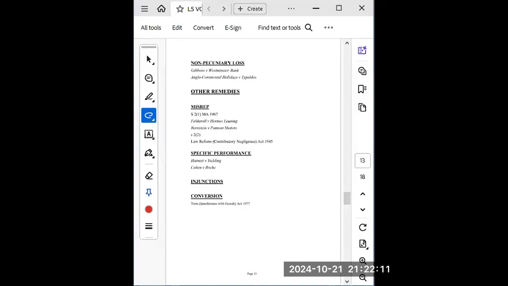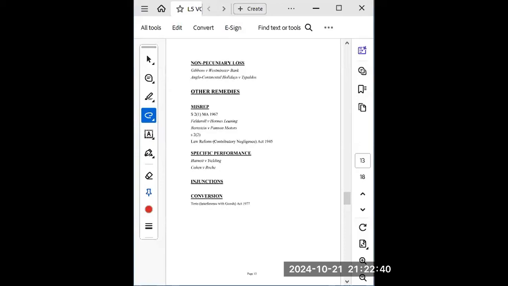2 cases. Gibbons against Westminster Bank. The bank wrongly bounced a customer's check. Damages was awarded for loss of reputation. You can imagine, can't you? If the bank bounces your check, what are your suppliers going to think? So of course the court said, gosh, with businesses, damages can be awarded for loss of reputation.